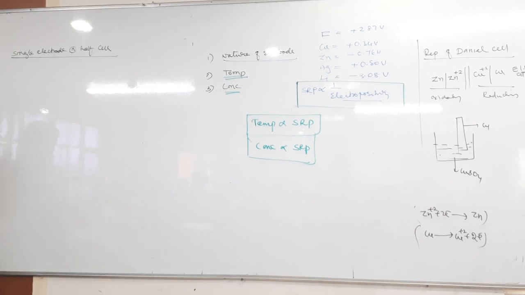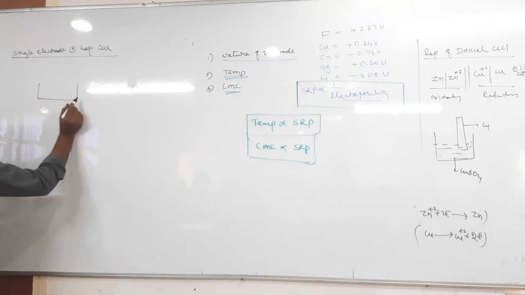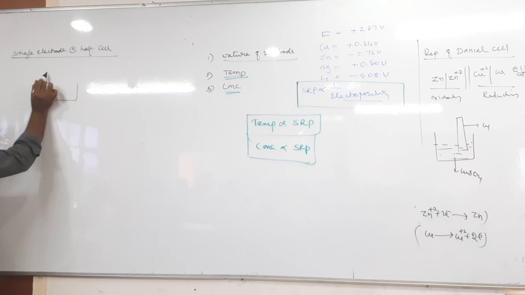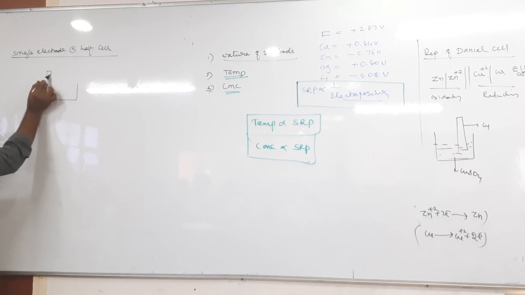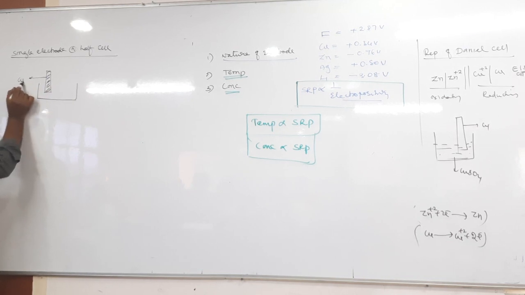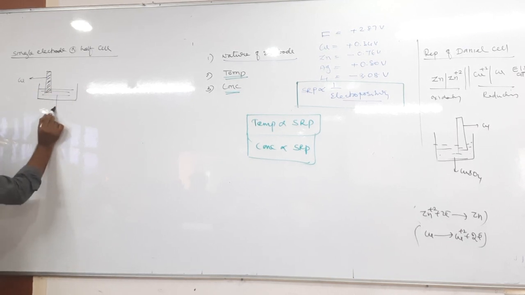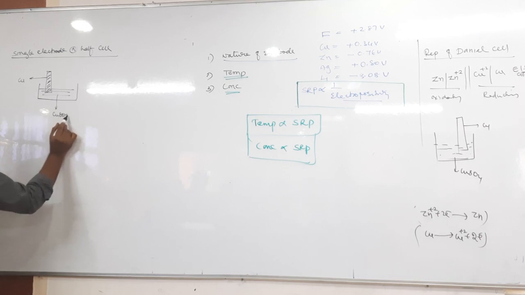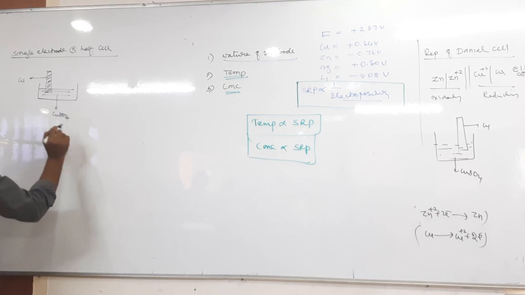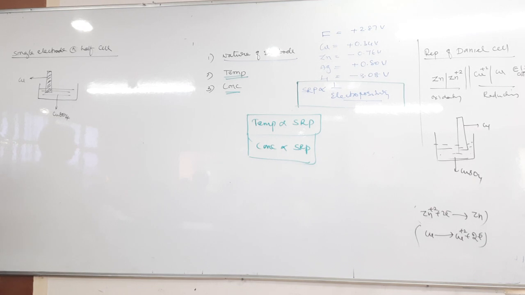A half cell, or single electrode, is nothing but an electrode dipped in or placed in its own solution. For example, take a copper electrode placed in copper sulfate solution. Tell me, when the copper electrode is placed in copper sulfate solution, does oxidation or reduction take place at the copper rod? Reduction takes place at copper.